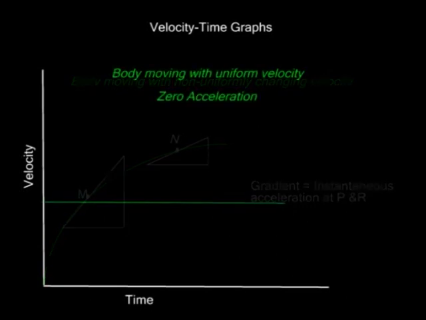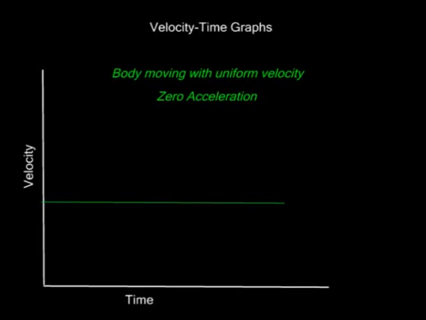For a body moving with uniform velocity, the graph of such a motion is a horizontal straight line. The gradient of the graph is 0 and therefore the acceleration is 0.